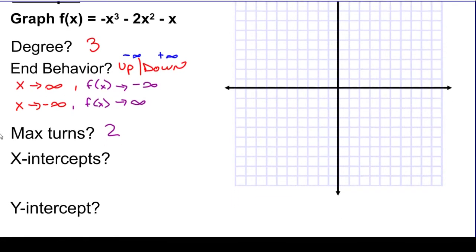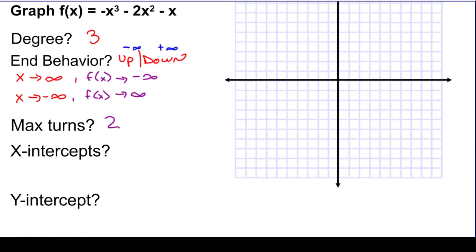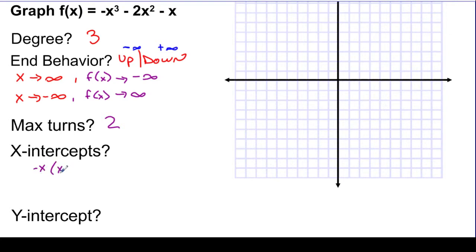Now, for my x-intercepts here, I don't have it in factored form, so I can't actually just set things equal to 0. I have to factor it and solve it myself. In this case, if I pull out a negative x, I'm left with x squared plus 2x plus 1. Now I need to look at x squared plus 2x plus 1. What does that factor into? It looks like it factors into x plus 1 times x plus 1, with that negative x.